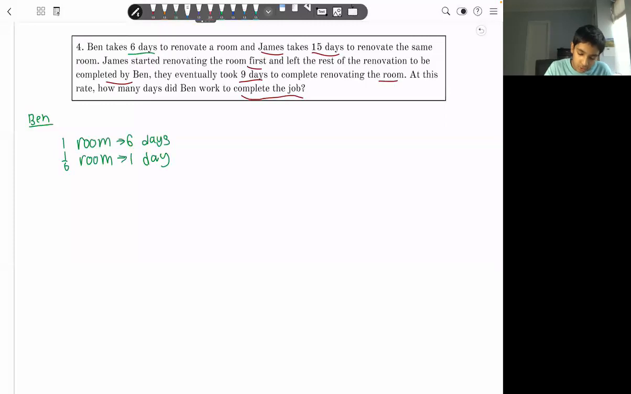But then James, well, for James, they take one room 15 days. And that means that he can do 1/15 of a room in 1 day. So again, that's the same thing that we've been doing for the last problem and the one that we did in the beginning. Okay, so now here's where the tricky part comes in.